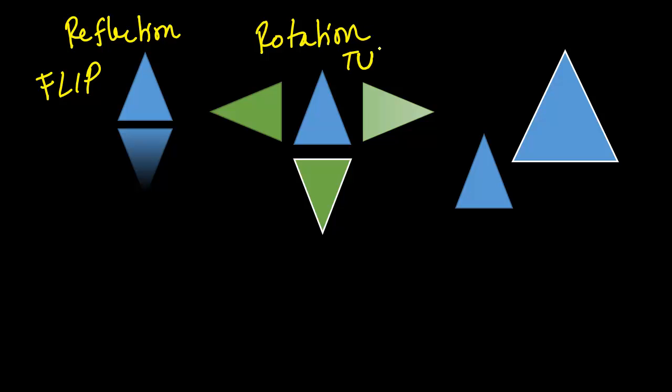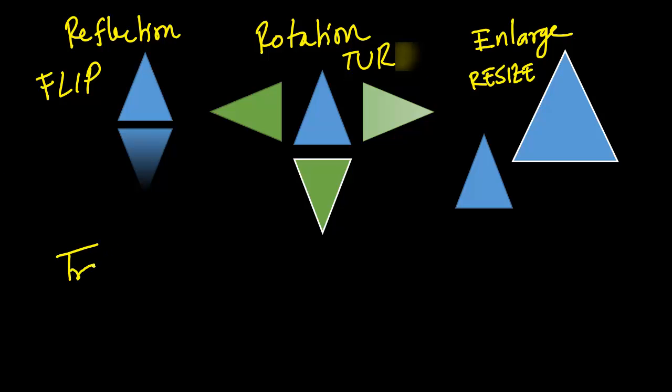which means turn, either towards the right 90 degrees or towards the left 90 degrees, or you can turn all the way around 180 degrees, or you can enlarge it, enlarge, which is resize. Just change the size like you do in any software. And there's another one called translation. Translation means you just slide it around, taking it from one place to another.